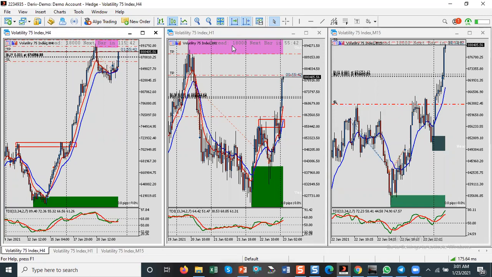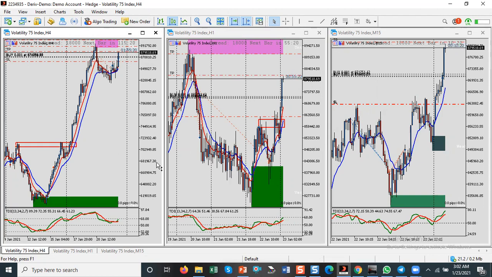The reason I have the three charts is because I use the 1 hour and the 4 hour to do my analysis, and sometimes the 15 minutes, but mostly I use the 15 minutes to take my entry. So this is how it works.